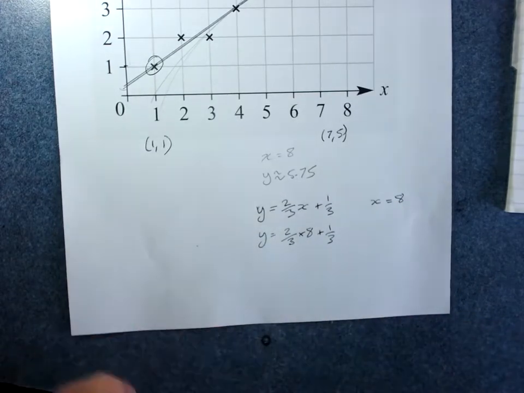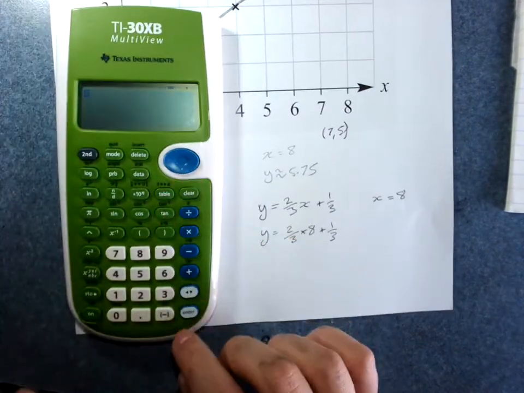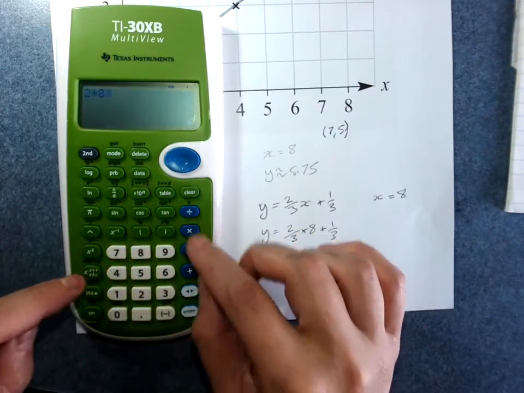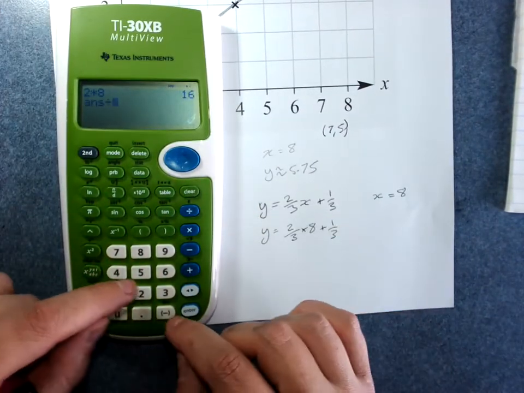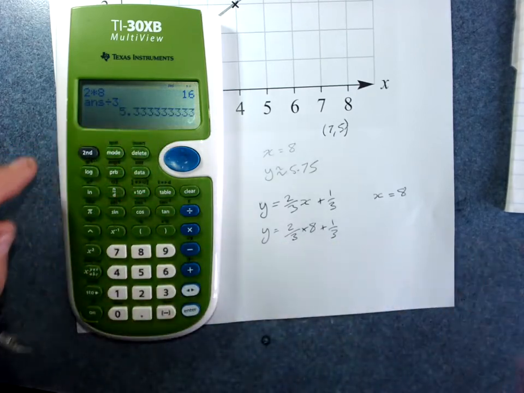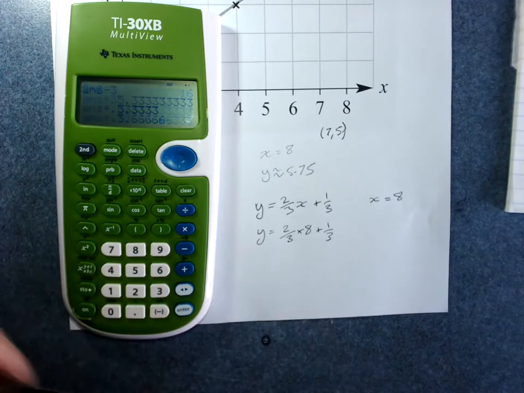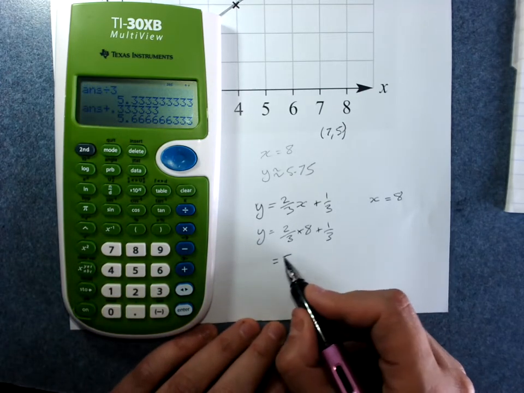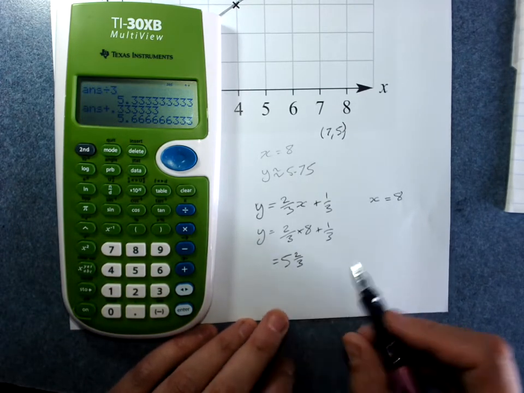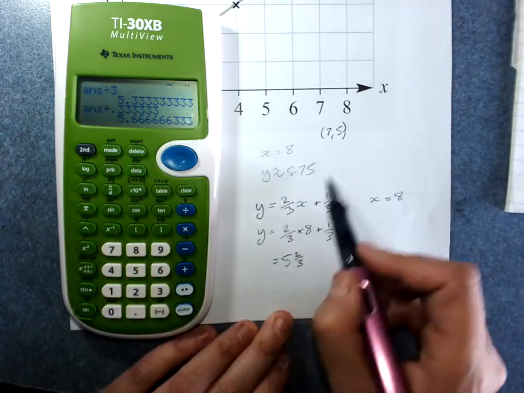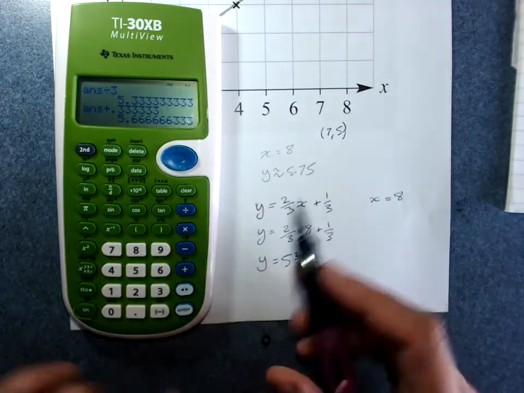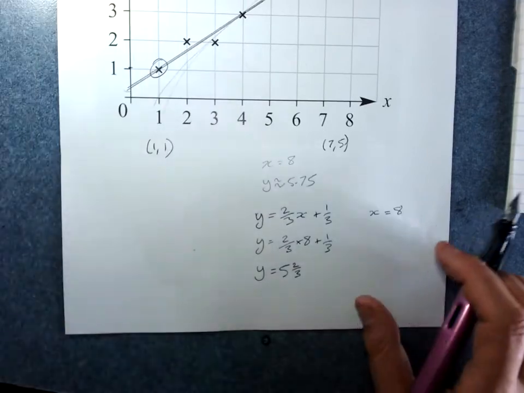So y equals 2/3 of 8 plus 1/3. 2 times 8, obviously 16, divided by 3, 5 1/3 plus 1/3. And so I've got 5 2/3, 5.67. I was pretty close with 5.75. I used the calculator.